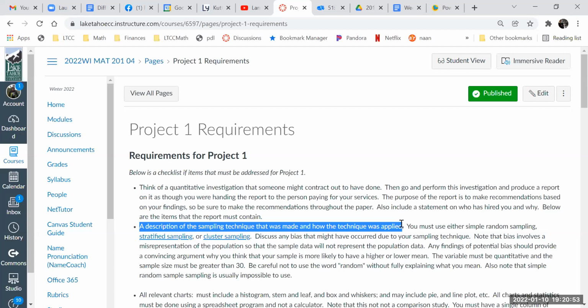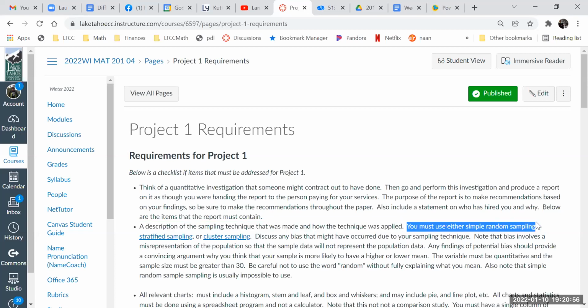Okay, so you must use either simple random sampling. Notice that's not linked or anything, because no one's going to use simple random sampling. It's very hard to get that one right. It'll almost always be wrong and you'll lose points, because remember, you can't get a list of all people in the world. Instead, you're going to use stratified sampling or cluster sampling, which we talked about last week in the webinar. I also have links to it, so if you want to be reminded, you can always click on the links and it reminds you what stratified and cluster sampling are. Okay.